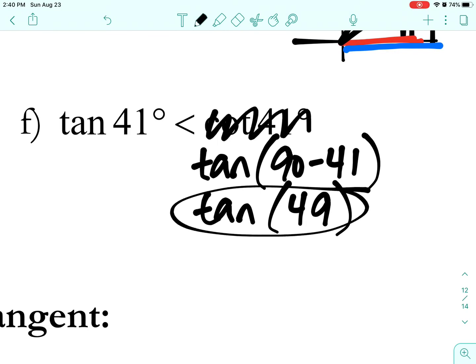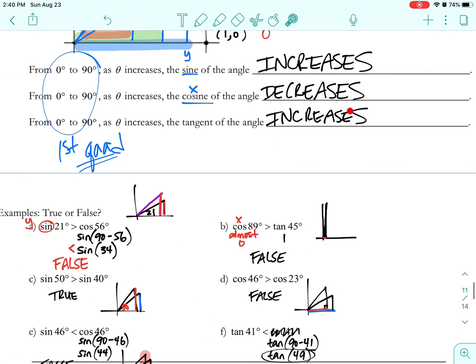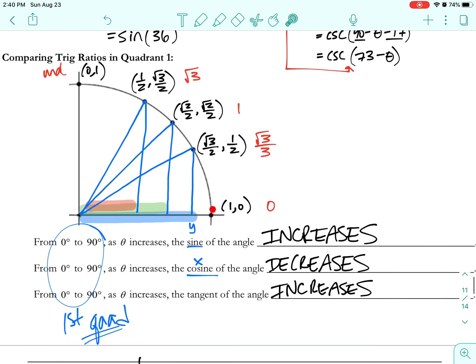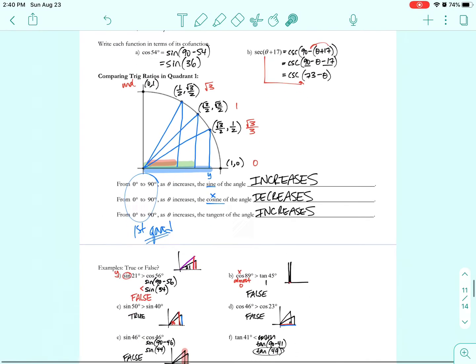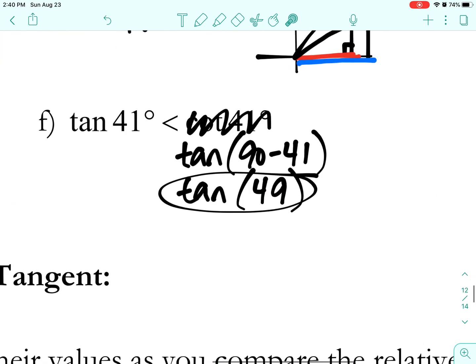And then what happens with the tangents again? As you increase the theta, the tangent also increases. So this is the bigger one because it has the bigger angle measure. Remember, as we increase 0 to 90, the tangent values also increase. So the bigger angle, the tangent itself is bigger. So that makes this one true.